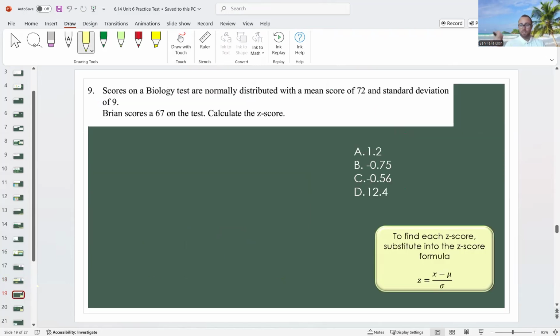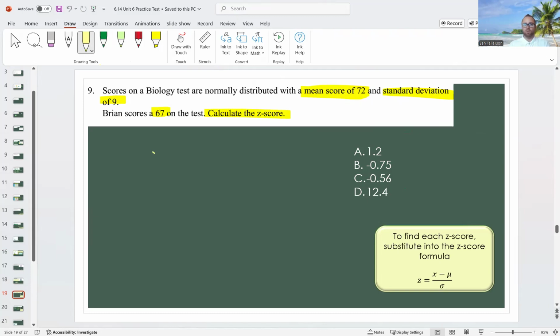Number 9. This is one of the most practiced skills in this unit. Hopefully you have it mastered by now. Okay, scores on a biology test are normally distributed with a mean of 72, standard deviation of 9. Brian scores a 67 on the test. They want us to find the z-score. If you're asked to find the z-score and you have these 3 parts of information, you should already know you're going to use your z-score formula. And it's also super important that you know what these symbols represent.